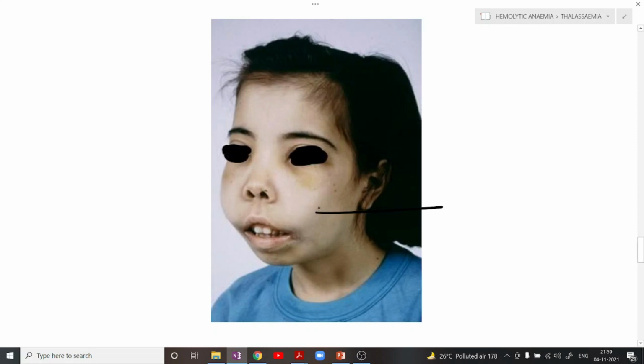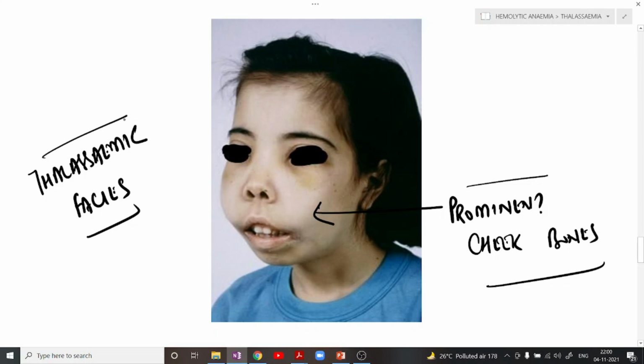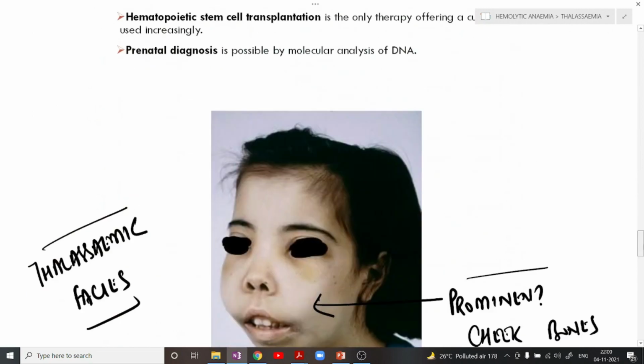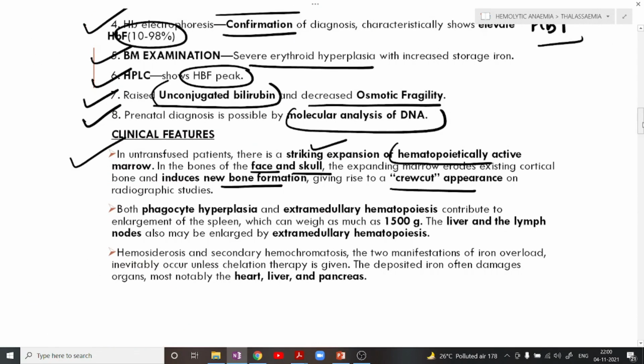Or if you can see, there are prominent cheekbones because of marrow expansion. Okay, so basically this characteristic facies that we see is called thalassemic facies, which is characteristic for Cooley's anemia or beta thalassemia major. Also, we have already seen the crew cut appearance in the previous diagram.